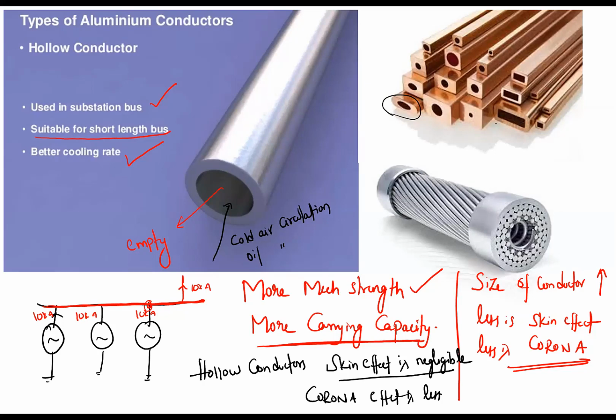This is ACSR hollow conductor. You can see standard hollow conductor. This is solid hollow conductor. These are hollow conductors with different shapes.